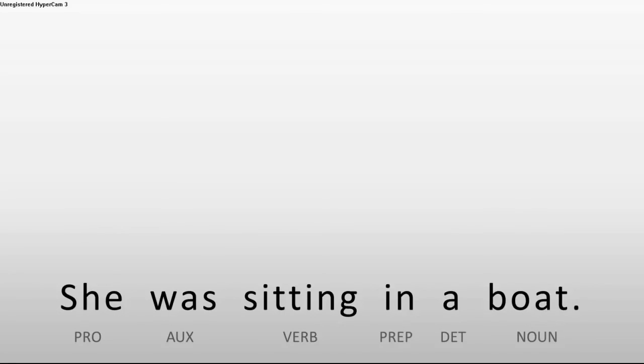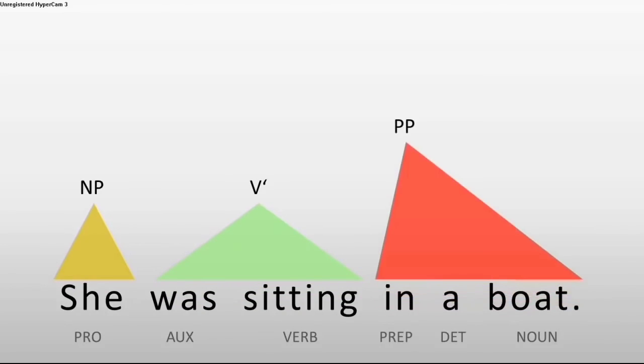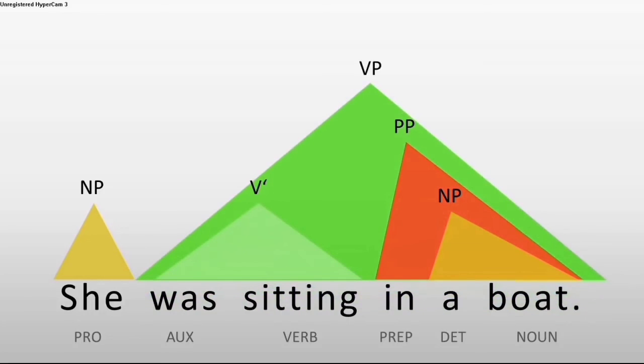And now the tree. As a pronoun functions to replace a noun, she is the first noun phrase. Was sitting is the verb group of the sentence. And the next word, in, already announces that there is going to be a prepositional phrase in the sentence. A and boat are left now. They are a noun phrase which is integrated into the prepositional phrase. The verb group and the prepositional phrase constitute the verb phrase. And after connecting the noun phrase and the verb phrase, the tree is done.